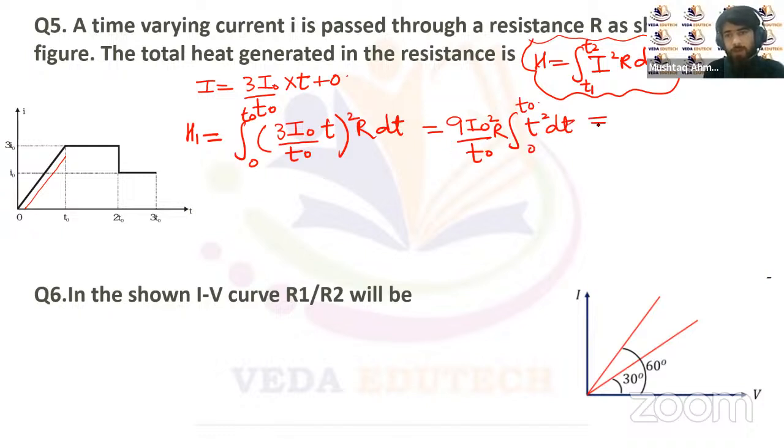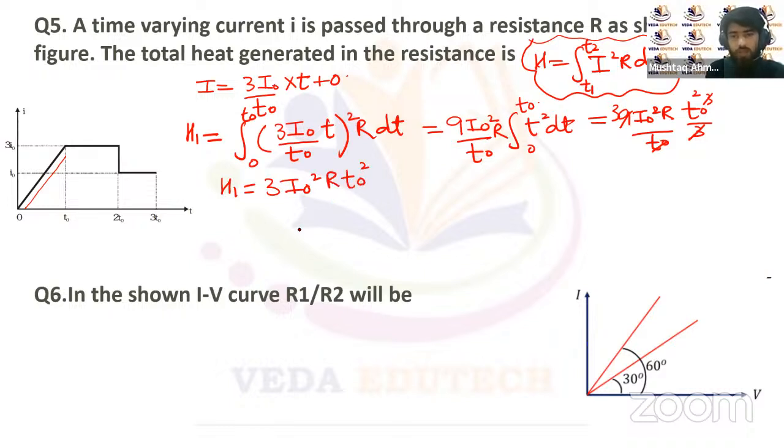So we'll get here, the answer will be 9 I naught square R upon T naught, we'll get T naught cube upon 3. So from here, 3 and 3 will get cancelled, and T naught and T naught will get cancelled. So we'll get the value of H1 here, 3 I naught square R multiplied by T naught square. This will be the value of H1.